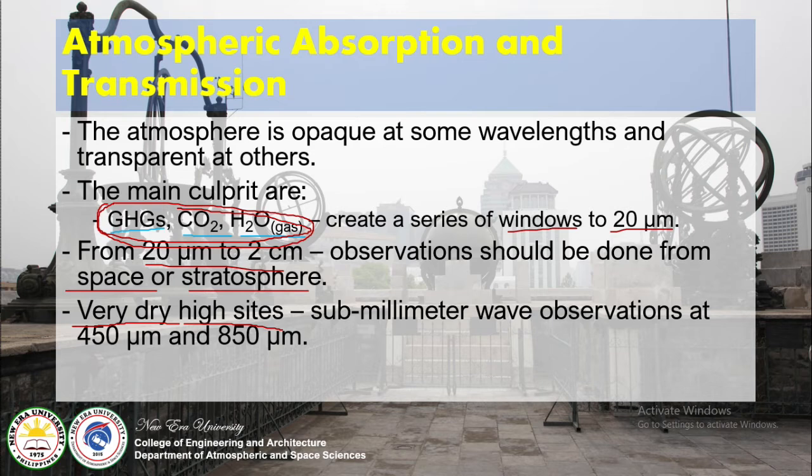Now, if it reaches 2 centimeters to 20 meters, the atmosphere is very transparent to conduct radio astronomical observations. Okay? From 2 centimeters to 20 meters, we have radio astronomy. Now, from 20 meters and above or beyond, we cannot conduct radio astronomical observations anymore because it is blocked by the ionosphere.